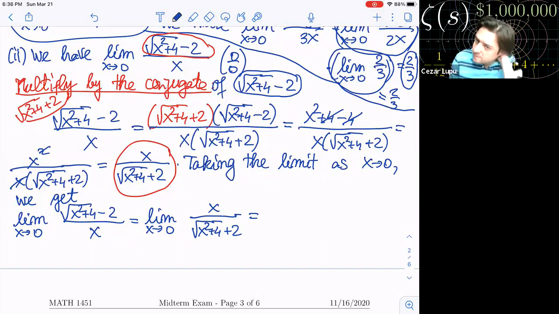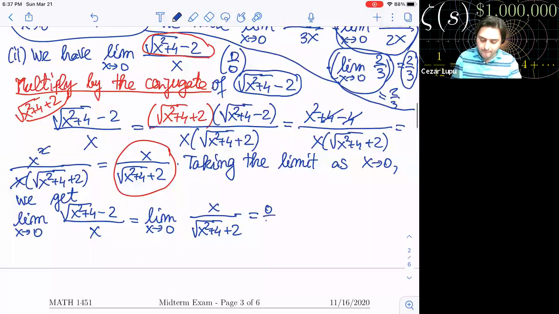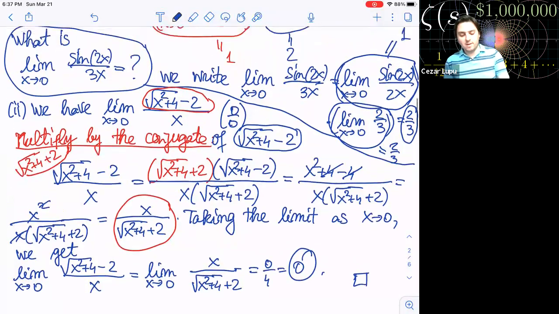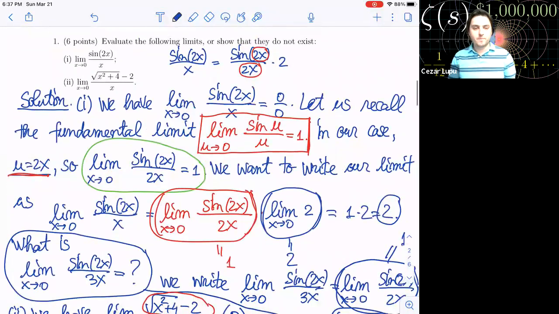What do we get? Zero over 4, which will be 0. Wait, what? 9 over 4? 0 over 4, yes. Which is 0, and that's the answer. And that's the first exercise. You see? Was it hard? It wasn't, right? If you know the fundamental limits, you should expect that. So make sure you use those. All right, let's see any questions regarding this second limit from the first.